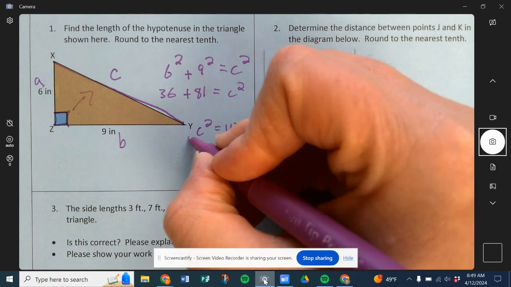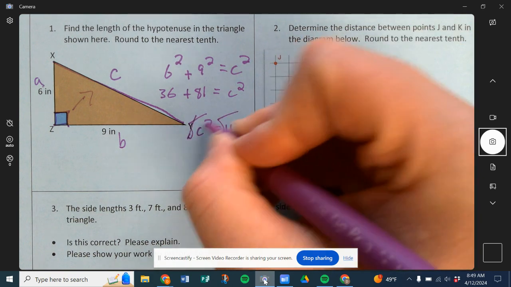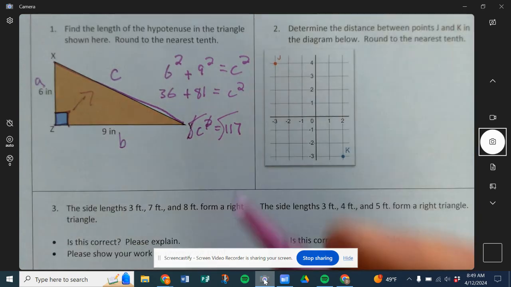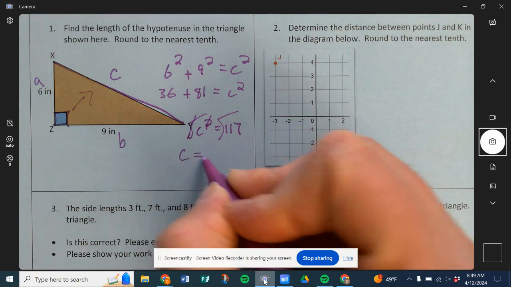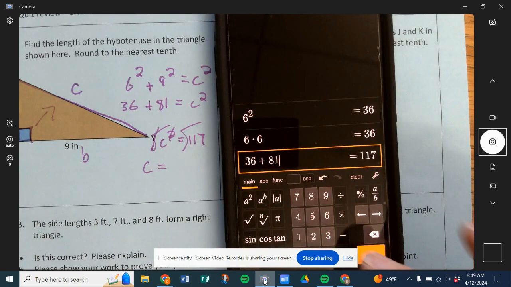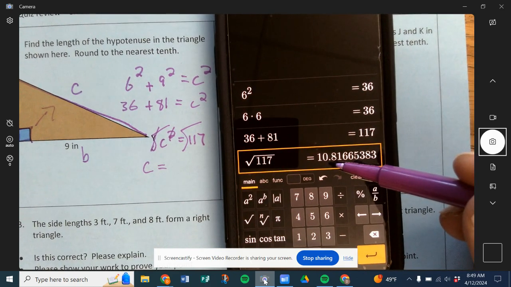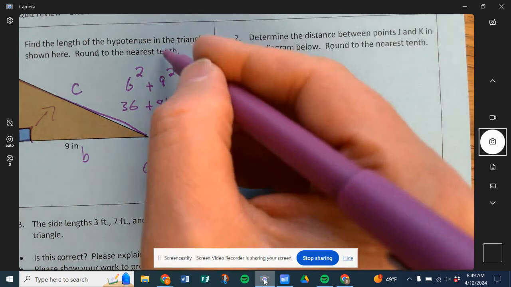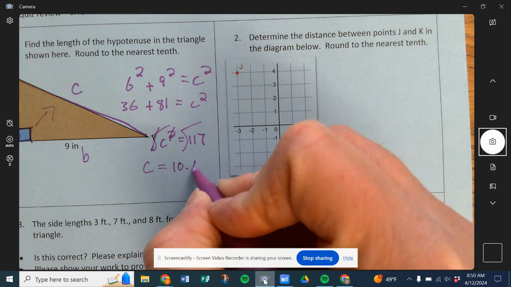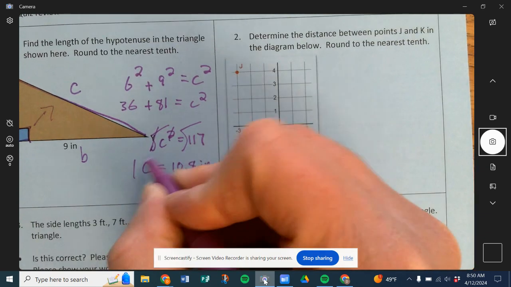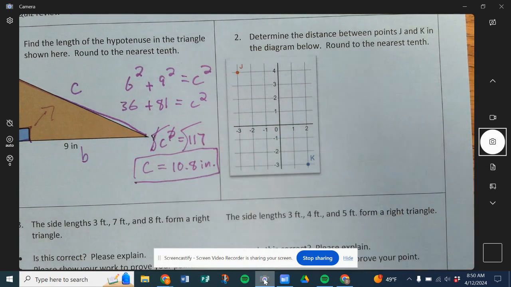So what you have to do is square root here and here, and that's going to get rid of the square, the little 2, and it's going to leave your C value all alone. Then you're going to square root 117, and we're going to get 10.8 if we round to the nearest tenth. So 10.8 inches. Make it obvious that that is your answer by circling it or boxing it.